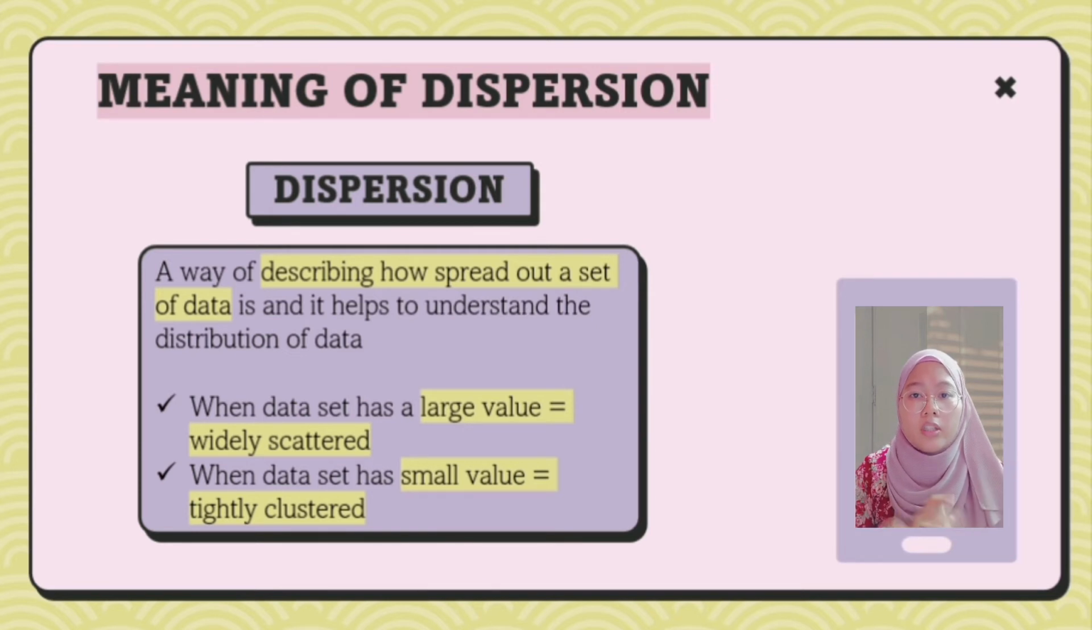There are two important points that we should know, which is when a data set has a large value, we assume that the data set is widely scattered, while when a data set has small value, we assume that the data set is tightly clustered. The differences can be observed clearly when we plot the data, either using stem and leaf plot or dot plot. After this, I will introduce to you guys about the two types of plot that I mentioned just now. Okay, let us move on to the next slide.